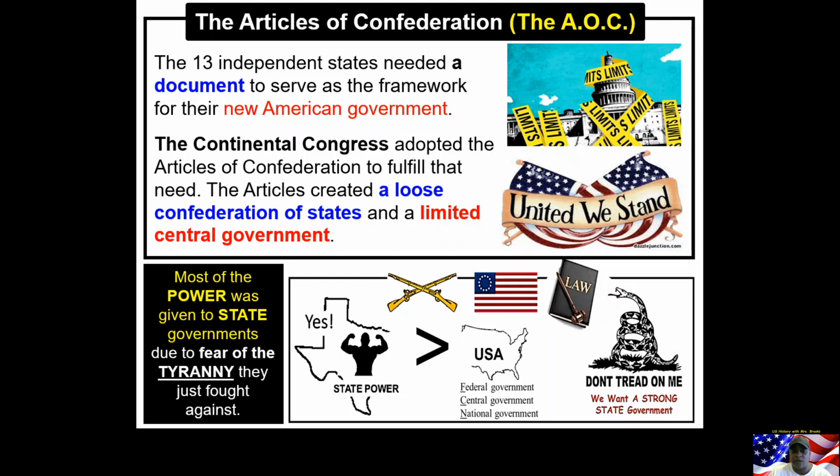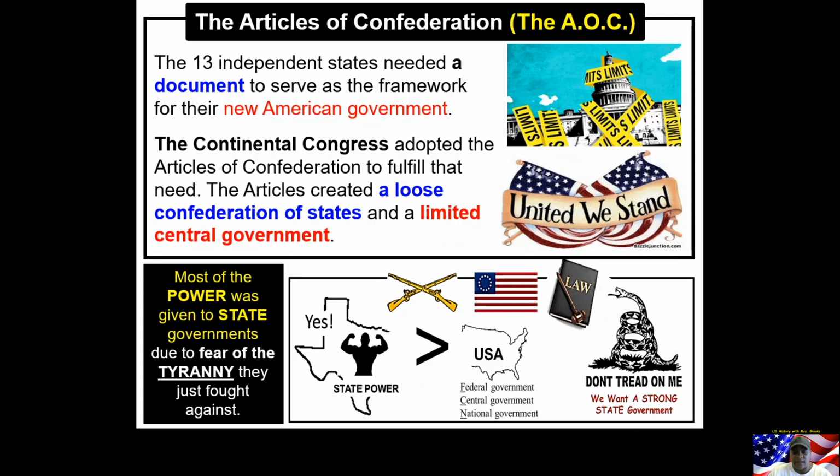The new document will be called the Articles of Confederation. For short, I like to call it the AOC. The Articles of Confederation set up a new government for the Americans, because Americans pretty much told the king and parliament and the governors, look, you're fired. We don't want you anymore. You can't help us. Go on back to your country. Leave us alone. We'll take it from here.